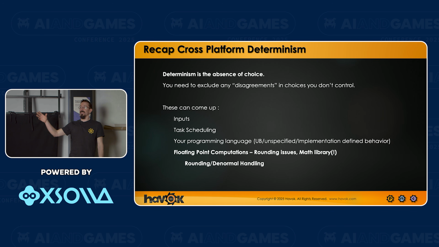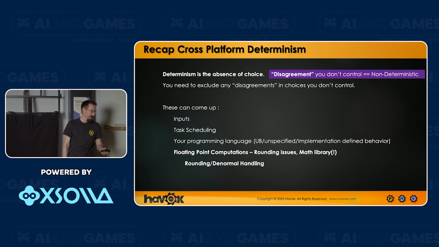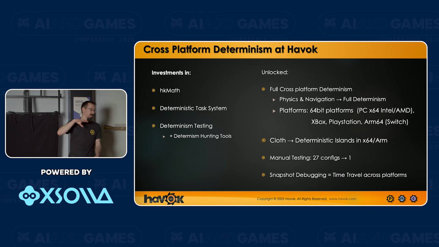Well, determinism is the absence of choice. You need to exclude all of the disagreements in choices the systems could make themselves. And these choices could come from inputs, task scheduling, programming language, floating point numbers, all of these things. Just write your own math library, your own task system as well. Eliminate all of these disagreements, and you reap the benefits. And so our investments in our math library, in our deterministic task system, and testing with the determinism check util and the determinator unlocked full cross-platform determinism on 64-bit platforms.